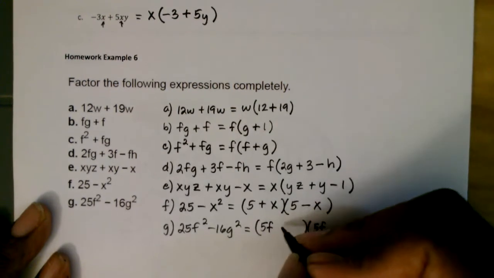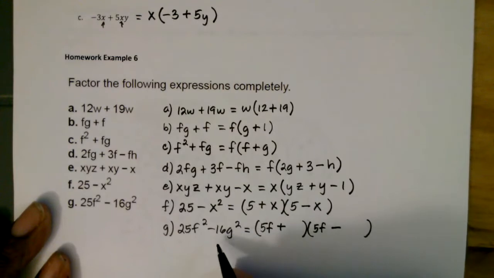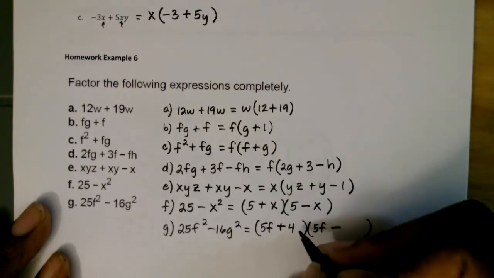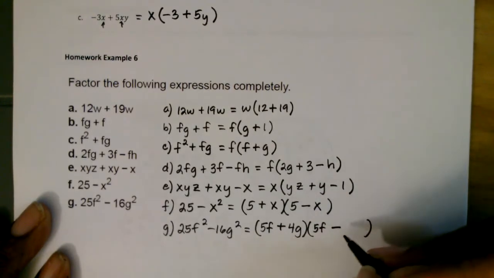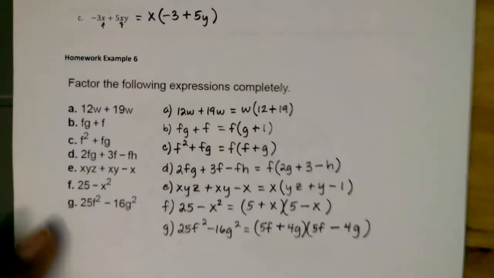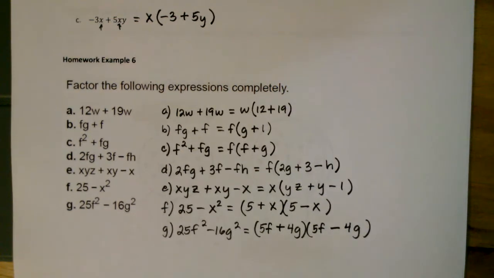It's a difference of squares, so that means one must be plus, the other one has to be minus, and then I think of what number times itself will give me 16. It will have to be 4. And of course, G squared will have to break up as G times G. So I have a 4G here and a 4G here. So factored completely, it'll be 5F plus 4G times 5F minus 4G. Okay.